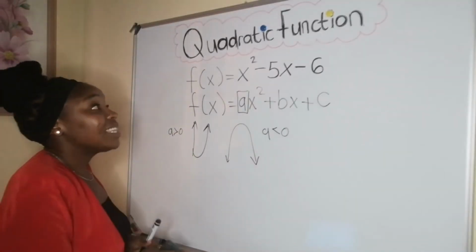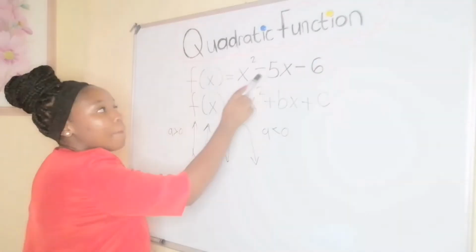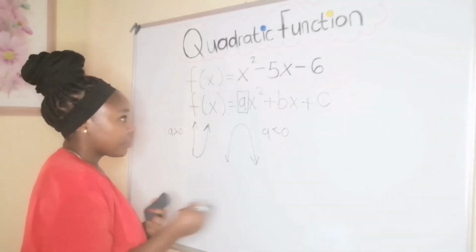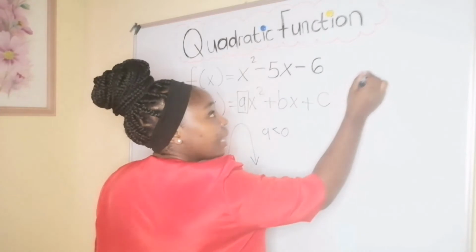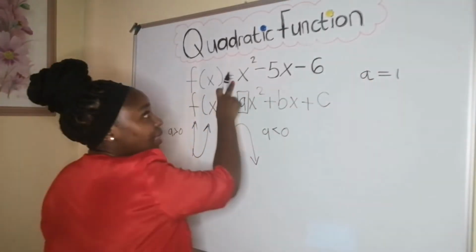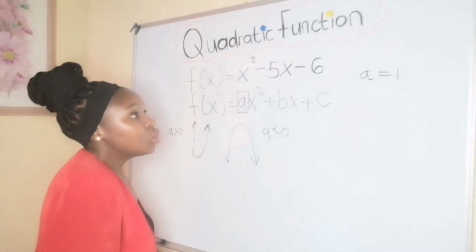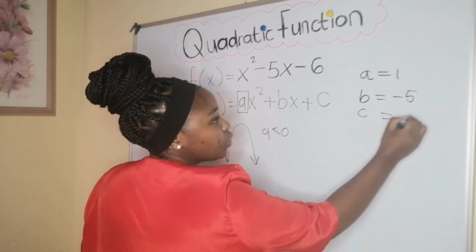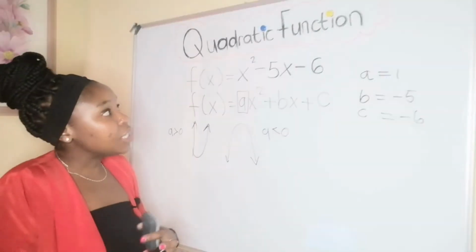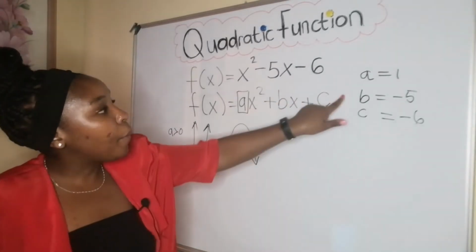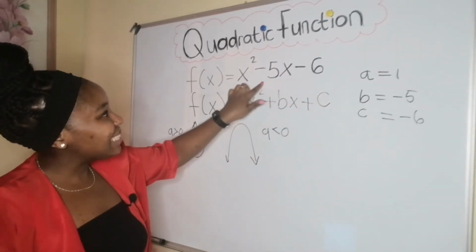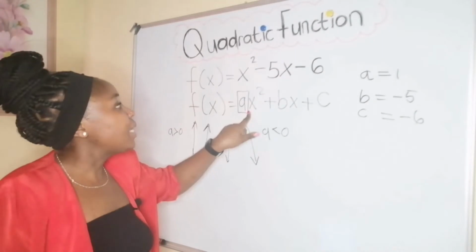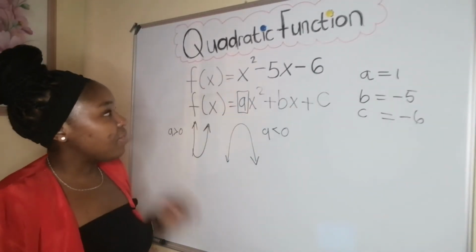So let's look at this equation that is given to us, right? We've got x squared minus 5x minus 6. So what is the value of our a? Our a is equal to 1. You guys agree that there is an invisible 1 there? So your a is equal to 1, your b is equal to minus 5, and your c is equal to minus 6. C for constant, our constant value is minus 6. Our b is the coefficient of our x, that minus 5 there. And our a is the coefficient of our x squared, and that is that invisible 1 there.